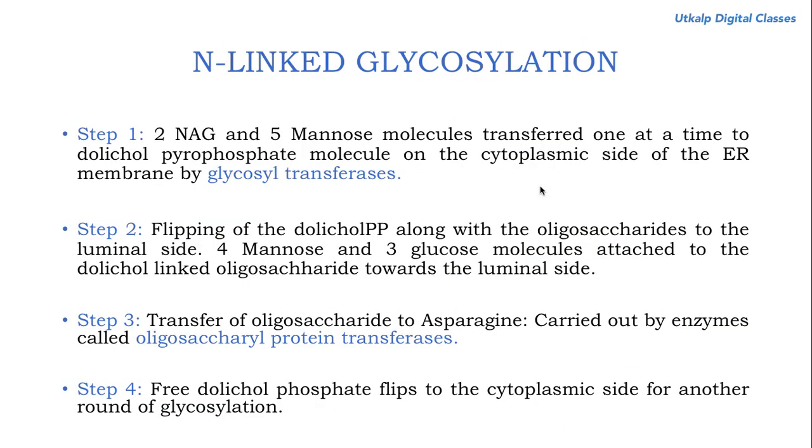Now let's look at the steps in N-linked glycosylation. So the first step involves the attachment of two NAG molecules, that is 2 N-acetyl glucosamine molecules, and 5 mannose molecules. So these 7 sugars, that is 2 NAG residues and 5 mannose residues, are transferred one at a time to a dolicol pyrophosphate molecule, which is already present on the ER membrane towards the cytoplasmic side.